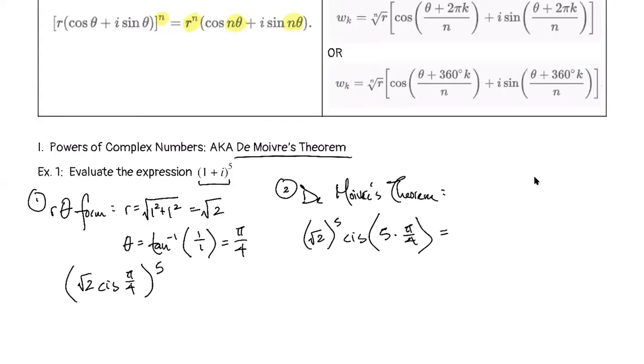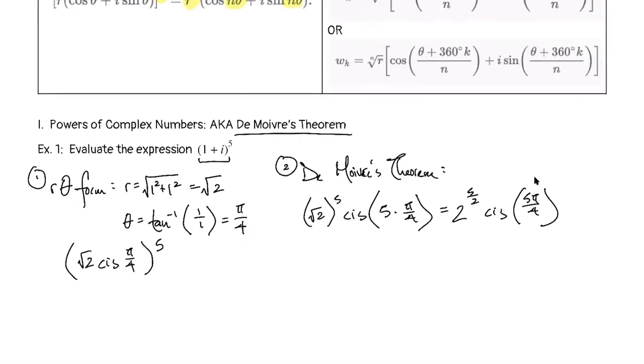So what does that give me? It gives me 2 to the 5/2 power cis of 5 pi over 4. Okay. And 2 to the 5/2 power, what does that give us? Let's see, 2 to the 5th, and then I'm going to take the square root. So this is 2 and 2. So 4 root 2 cis 5 pi over 4.